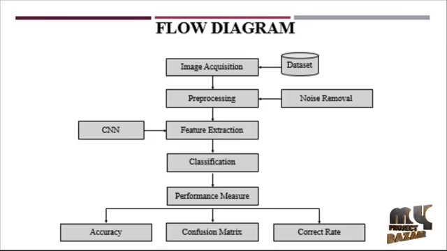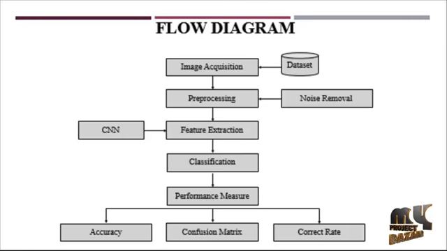For image filtering, the input images were pre-processed. We are applying the Gaussian filter to our input image. The Gaussian filter is often used to remove noise from the image. Next one is feature extraction. Here we are using CNN feature extraction. CNN means convolutional neural network.